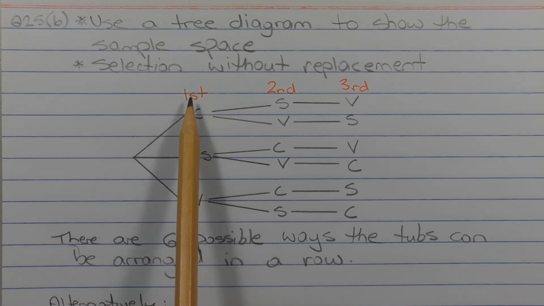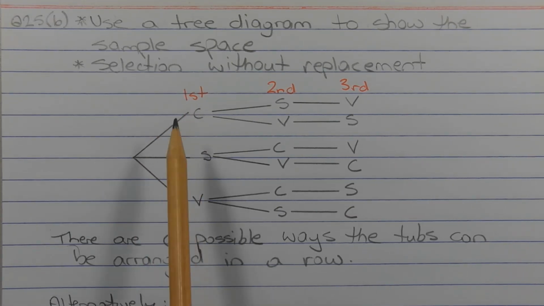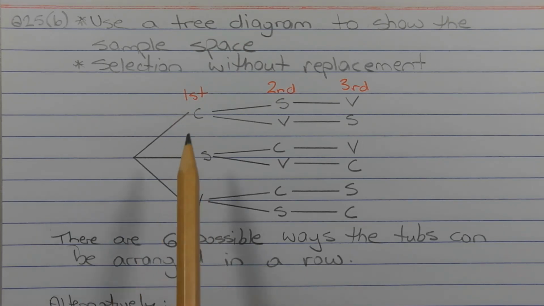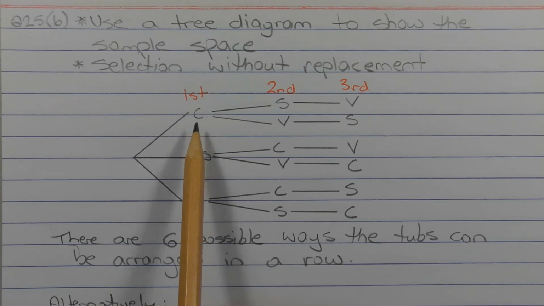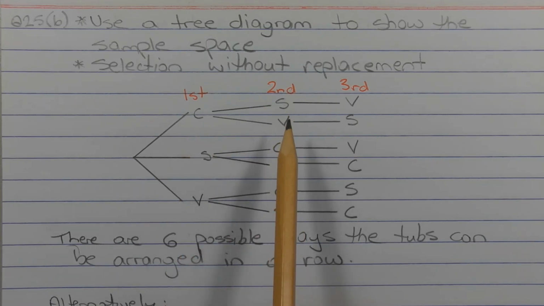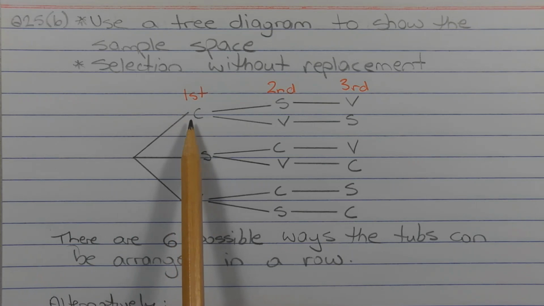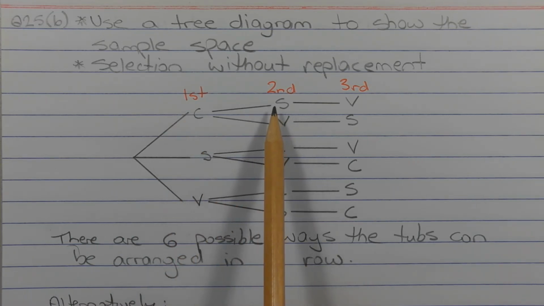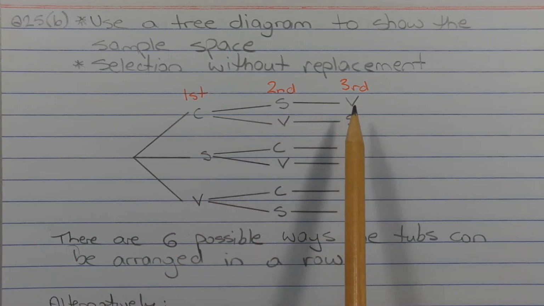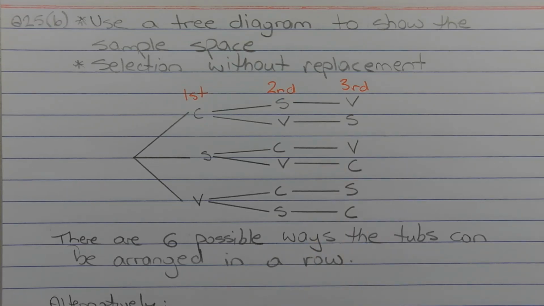Now in the first stage, there are 3 flavours to choose from: chocolate, strawberry and vanilla. So let's say we chose chocolate first. That leaves either strawberry or vanilla to choose from in the second stage. So let's say in the second stage, we chose strawberry. So we've got chocolate in the first stage, strawberry in the second stage. That leaves only 1 tub left, which in this case will be vanilla.